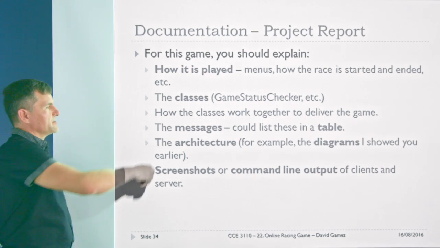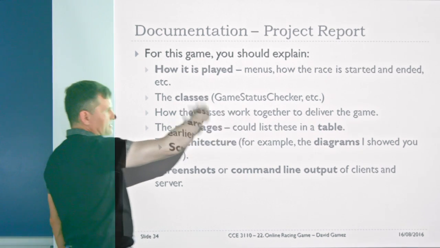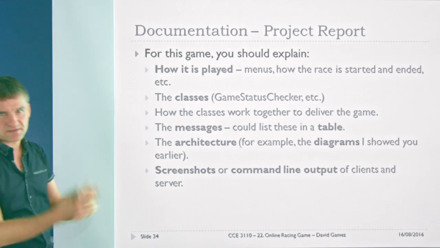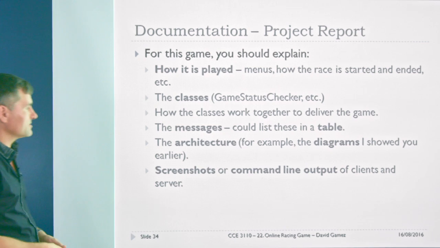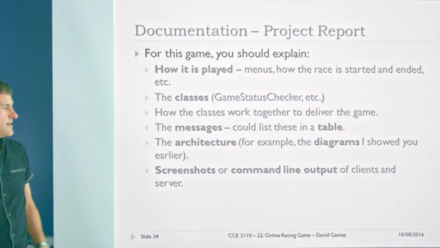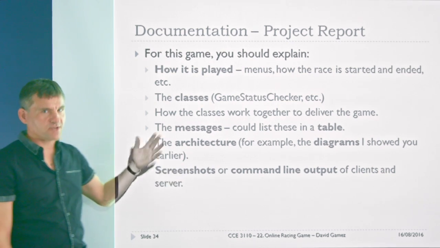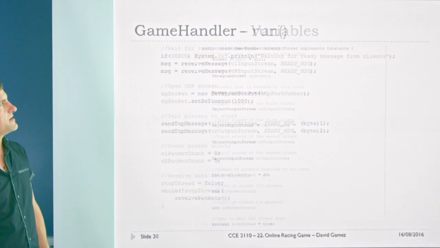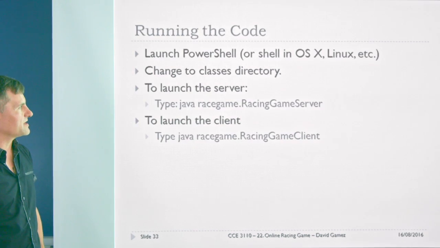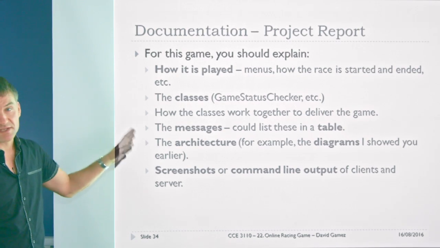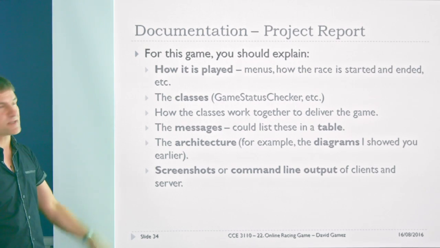So again, in this case, you want to talk about the different classes in your project report, how you play it, how you enter the crosses in order to win it, how winning is actually done, all this kind of stuff. You might want to include diagrams of the architecture, as I've included here. And as usual, no screenshots of code, just screenshots of command line output. So the sort of command line output that the game gives. This is the sort of stuff you want to put in your project report if you were producing this kind of game.